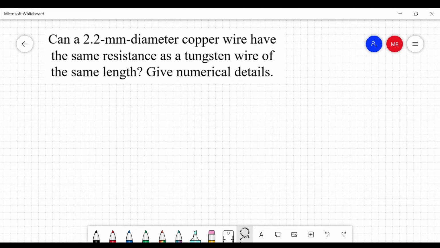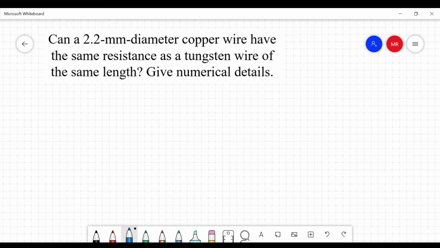Can a 2.2 millimeter diameter copper wire have the same resistance as a tungsten wire of the same length? Give numerical details. So before we answer this question, let us first try to have a numerical analysis of this problem, so that later on we can really prove if we can really have the same resistance for tungsten and copper given the diameter of this copper wire.